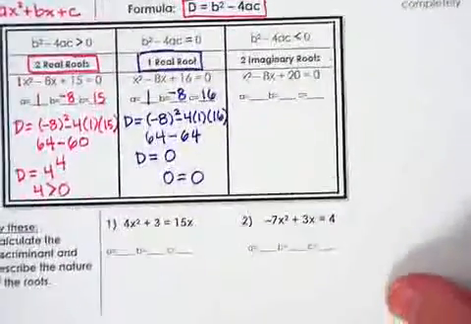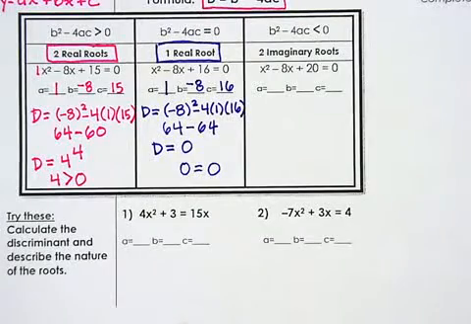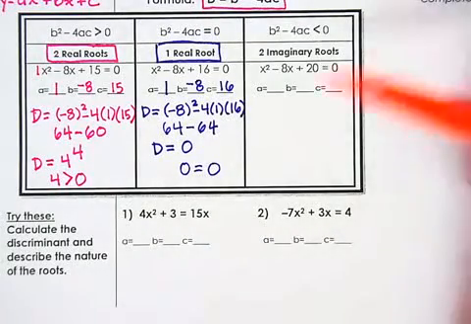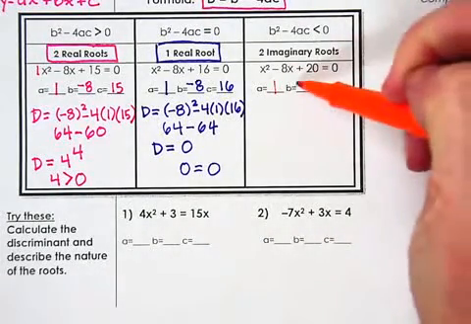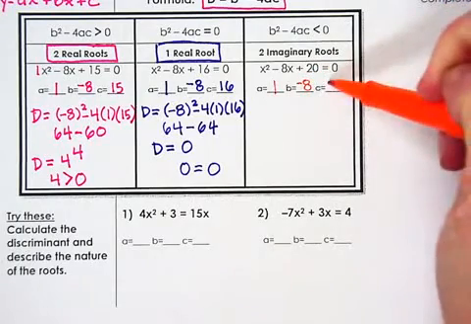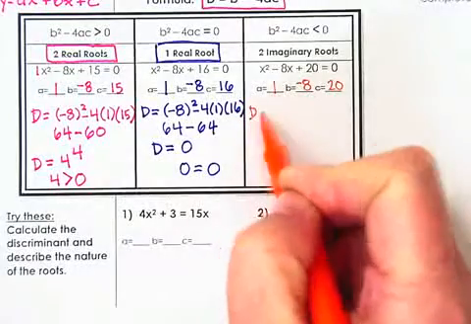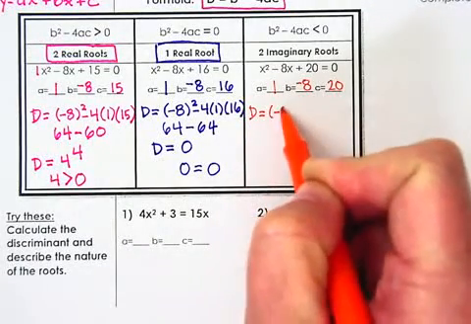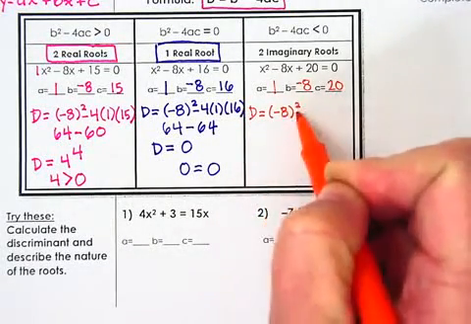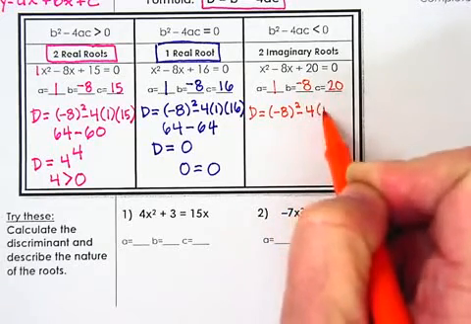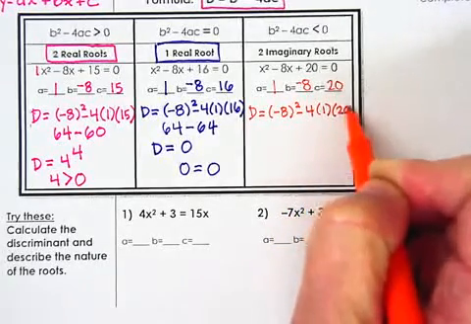Okay, and then let's look at the third example. So A is 1, B again is negative 8, and C is 20. So we're going to go ahead and plug those into our formula. D equals negative 8 squared minus 4 times 1 times 20.